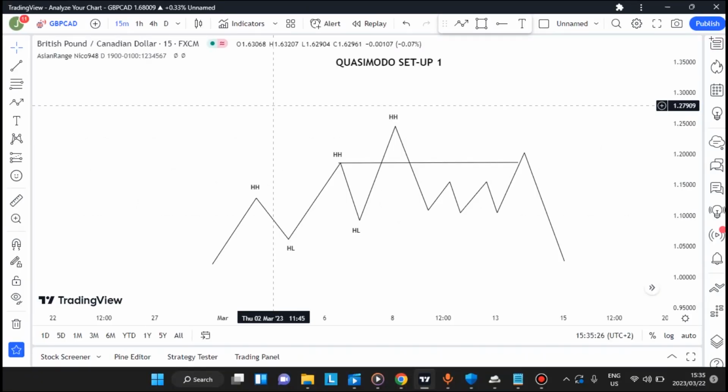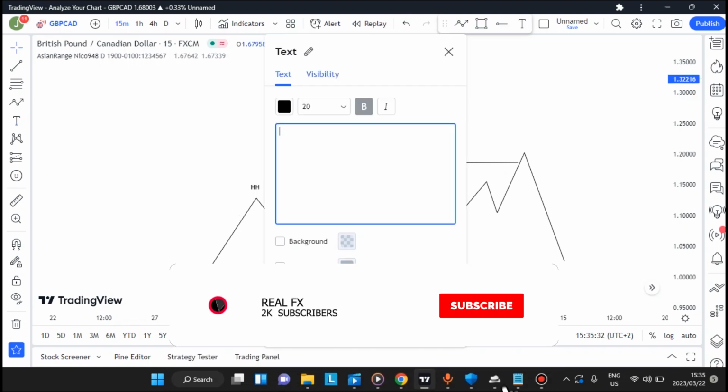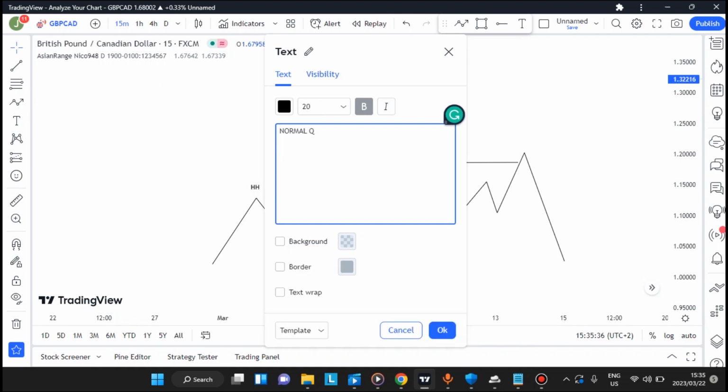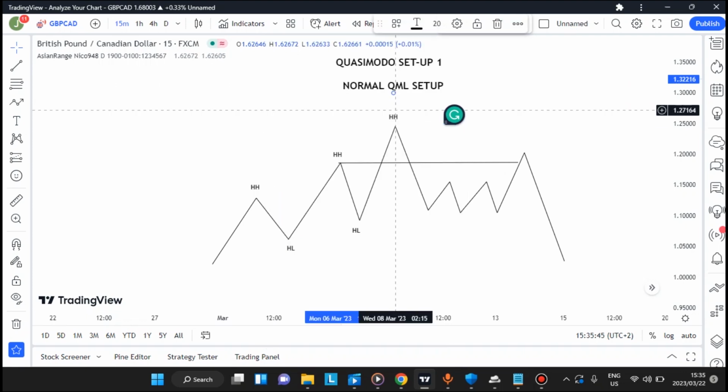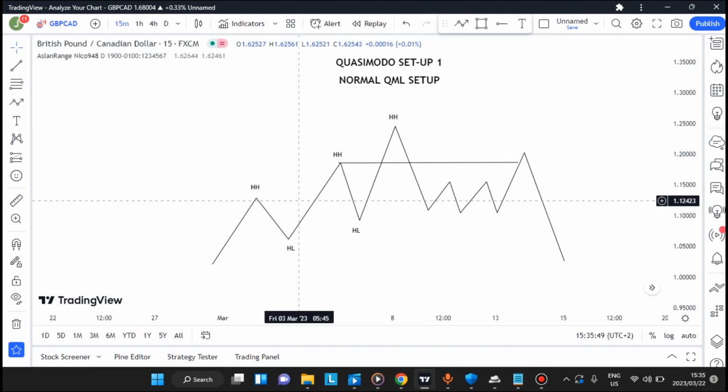First, the Quasimodo setup, which is the normal Quasimodo setup. This, guys, is the normal QML setup. Let's look at the normal QML setup. So as you can see here, I've already drawn some sketches.